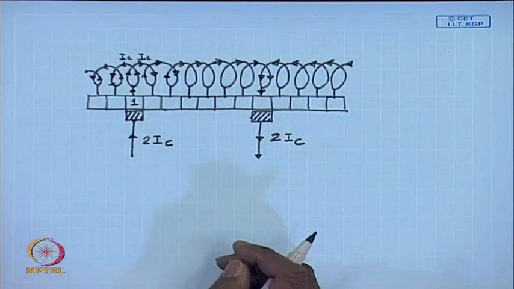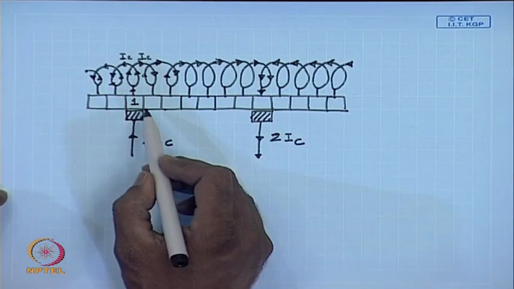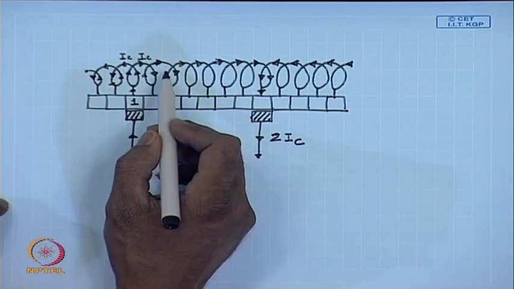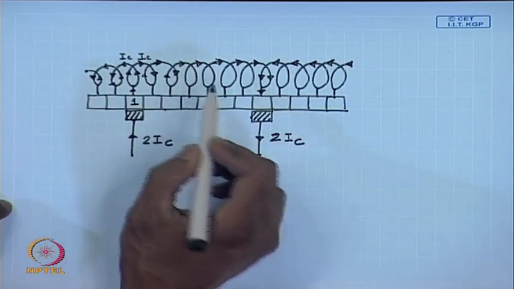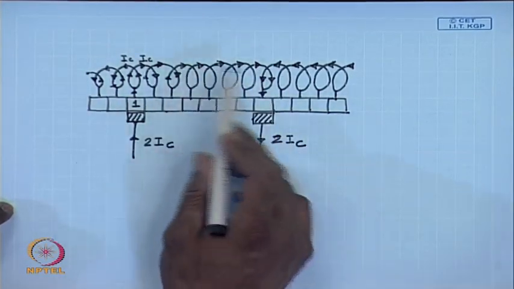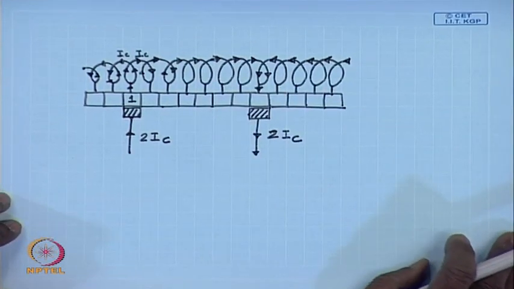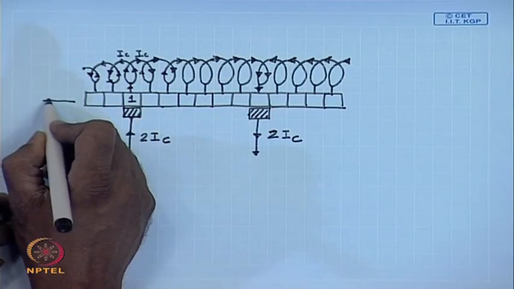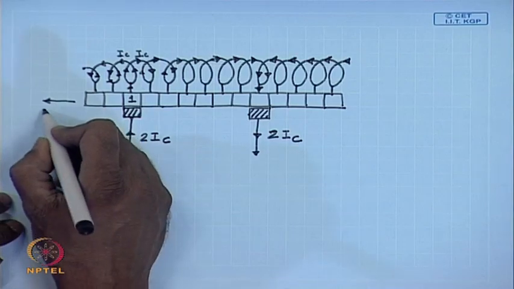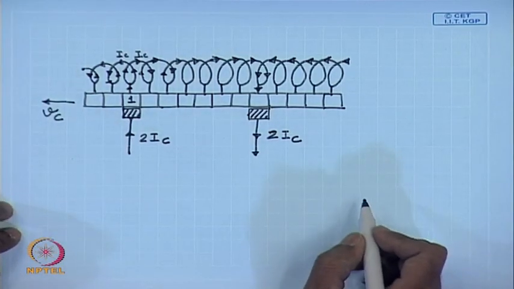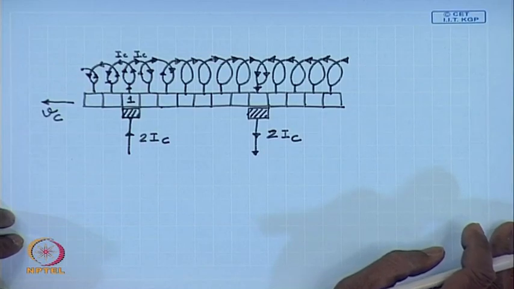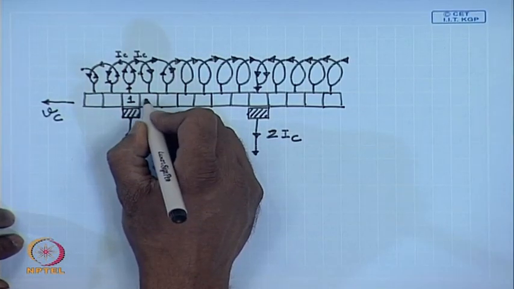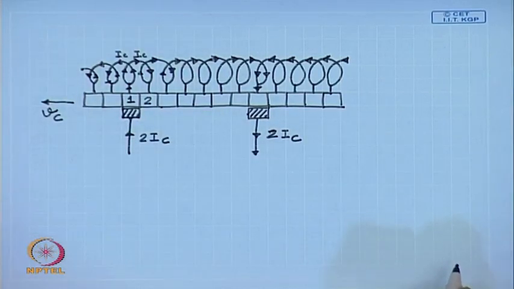It is to be seen that at the position of the brush, the direction of circulation of the current in the coils reverses, and between two brushes the current circulates in the same direction. Now, let us say this commutator segment is moving with a velocity of v c in this direction. So, let us look at what happens when the commutation takes place from commutator number 1 to commutator number 2.